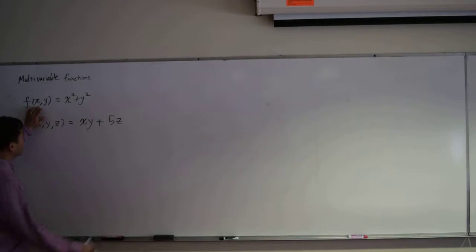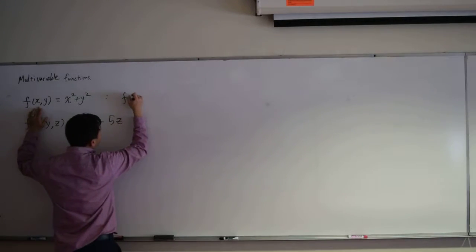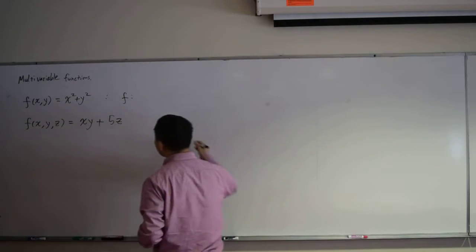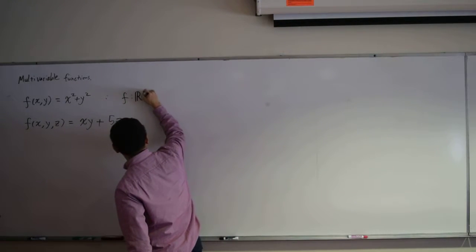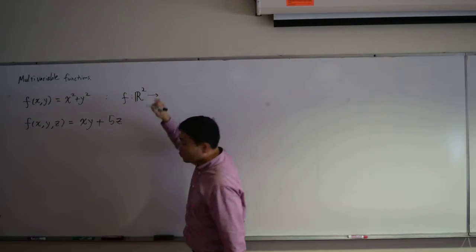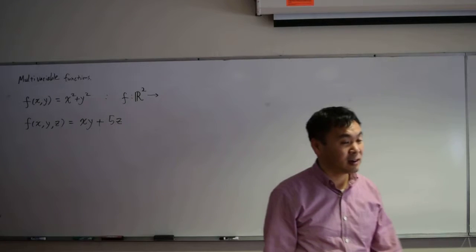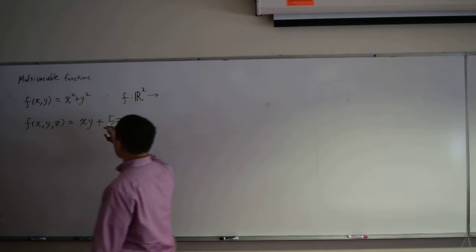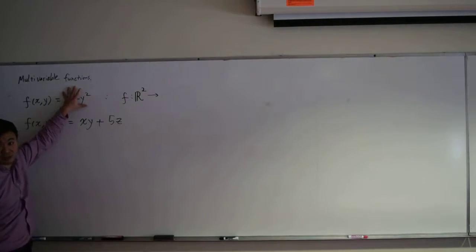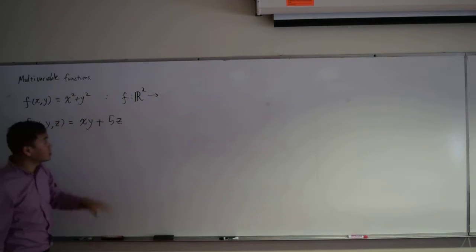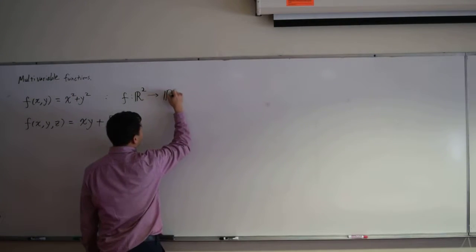Now for this first case, what type of function is this? It takes how many numbers? 2 real numbers, so you write it as R2. How many numbers does it give you back? No, 1. After you calculate x squared plus y squared, that's a single number, a single real value. So it gives you back a single number.